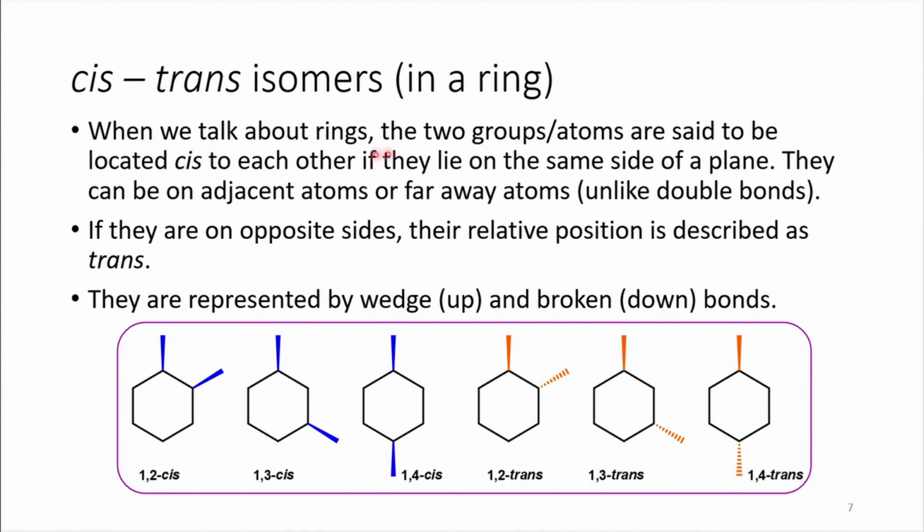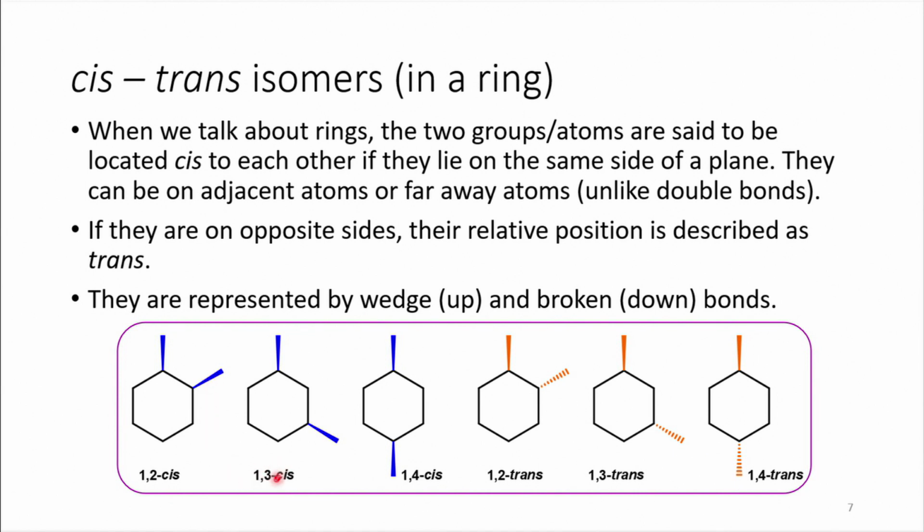When we talk about a ring, two atoms or groups are said to be located cis to each other if they lie on the same side of the plane. They can be on adjacent atoms or far away atoms. When we talk about a double bond, they have to be on adjacent atoms, but when it is a cyclic structure, they can also be on far away atoms. Say for example, here this is 1,2 substitution. As you know, the bond pointing upwards is the wedge bond, both are on the same side, pointing upwards. So, this is called a cis arrangement.